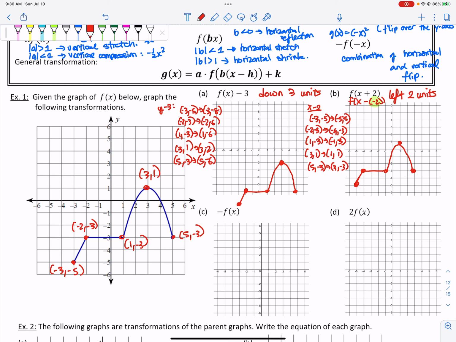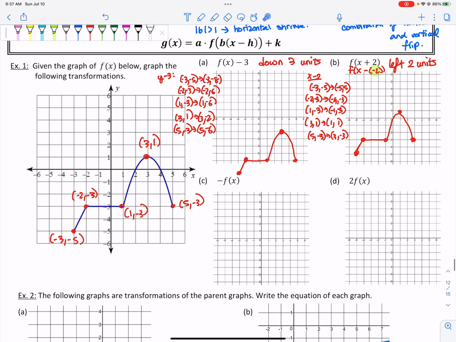All right. Next, we have part C, a negative in front of f(x). That means it's a vertical reflection, or flip. So the y value is going to be the opposite. The point (-3, -5) is going to become (-3, 5), since the opposite of negative 5 is positive 5.